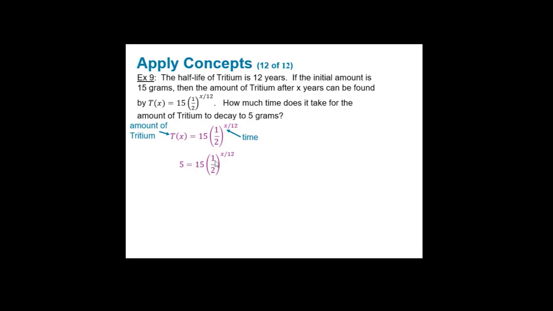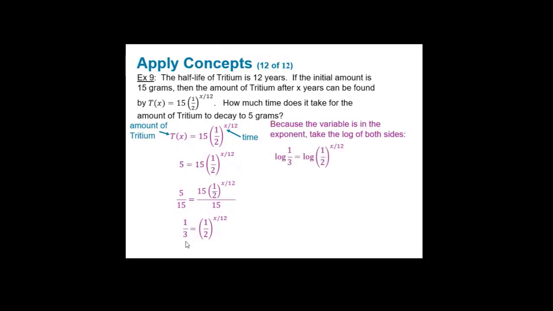So my first step here is to isolate this exponential. So I'm going to divide both sides by 15. So all I did was just divide both sides by 15. So 5 divided by 15 is a third. So a third equals 1/2 raised to the X divided by 12. So because the variable's in the exponent, I'm going to take the log of both sides. Now I can use my exponent rule to take this X divided by 12 and bring it out in front.